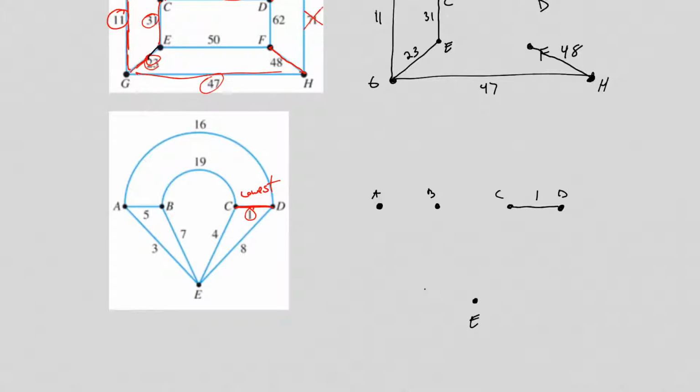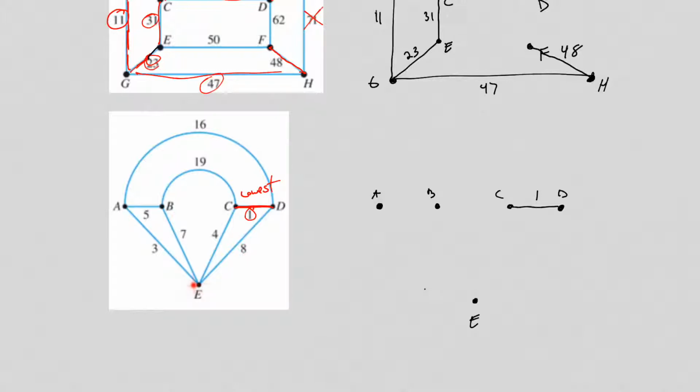Okay, so C and D are connected. Now, how do we get to E? What's the cheapest way to get to E? Well, if you look at our options, we have 3, 7, 4, and 8. So this one right here is the cheapest way to go to E.